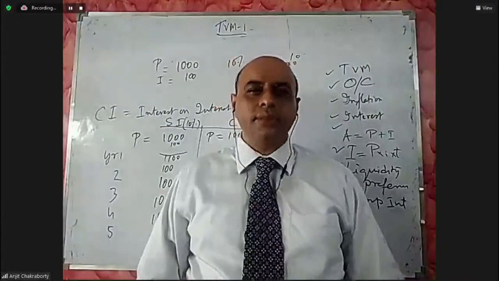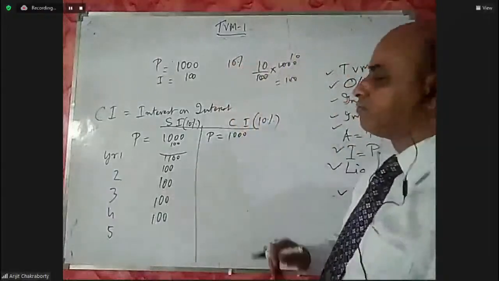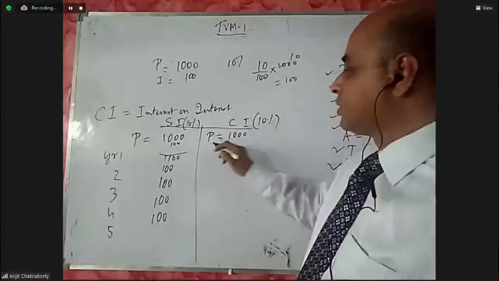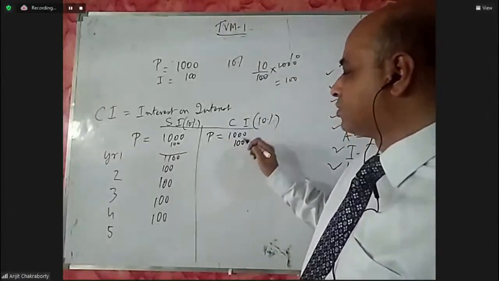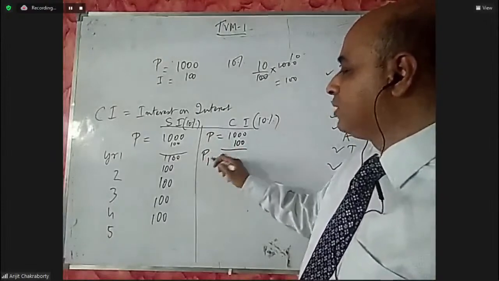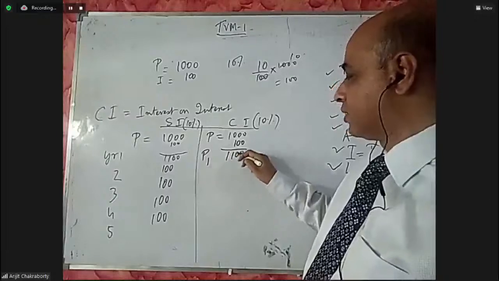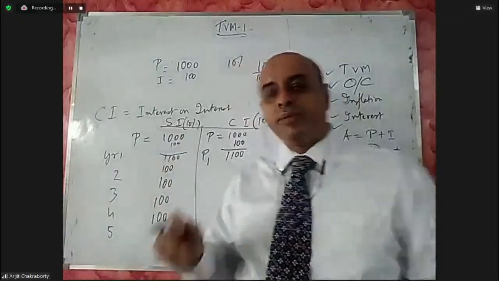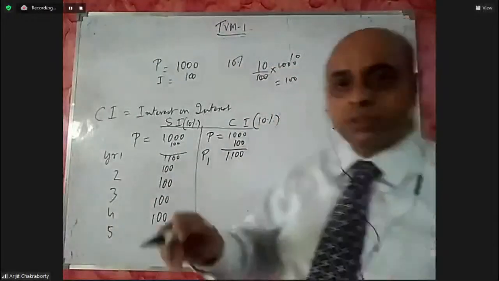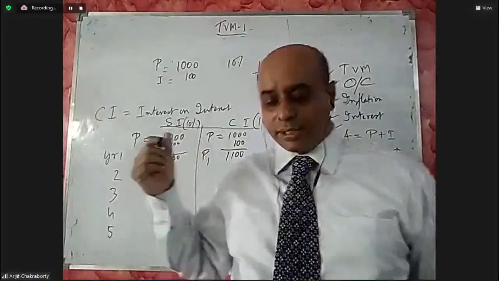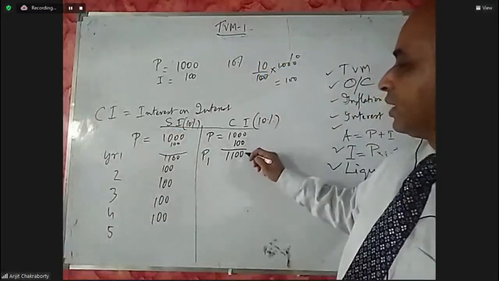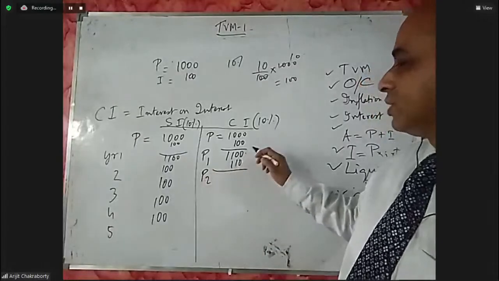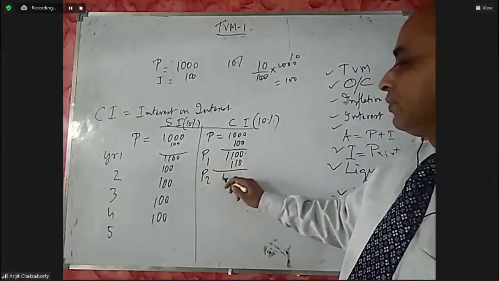But in case of compound interest, there's a small difference. What will happen in compound interest is that you start with a principal of 1,000 rupees, 10% interest is added, so you get 100 rupees interest. And now the new principal P1 becomes 1,100. Now please see, the second year interest will be calculated on 1,100 and not on 1,000. So 10% of 1,100 is 110. So the second year principal will be 1,100 plus 110, that is 1,210.